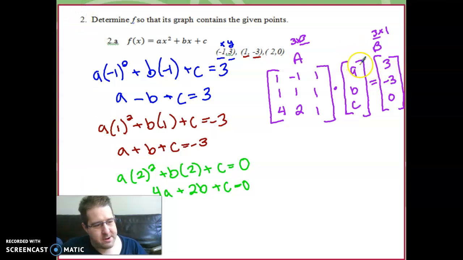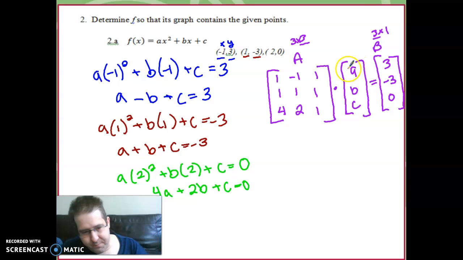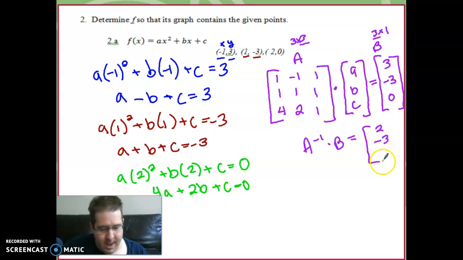Okay, so I've got everything entered in, and I'm going to show you my screen, although it's inverted, I know, because it's a rear-facing camera. So I did inverse of A times B equals, and then I got an answer of 2, -3, and -2. Now, that means that that's A, and that's B, and that's C. So now I can simply write my equation.